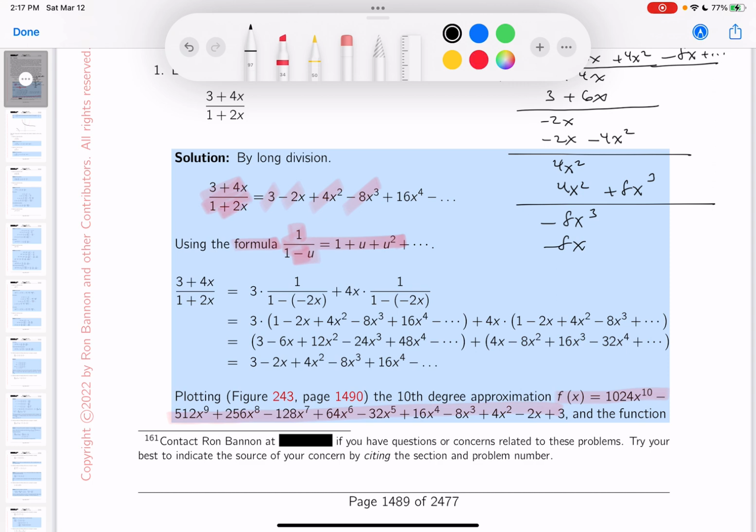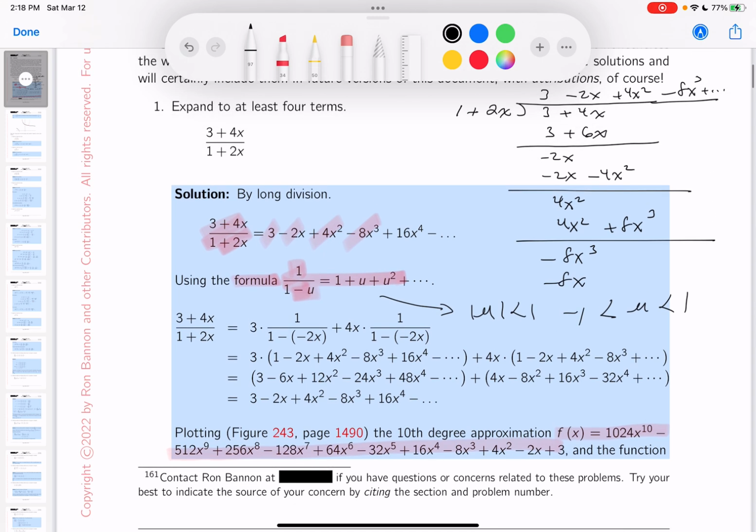And I want to claim over here that this thing is only valid when the absolute value of u is less than 1, which means the u is between 1 and minus 1. All right? And believe it or not, this one over here is only valid when, well, the u in this case is really the 2x, so it's only going to be valid when the x is between minus 1/2 and 1/2. That's the only place it's going to be valid. Other numbers are not going to be valid.